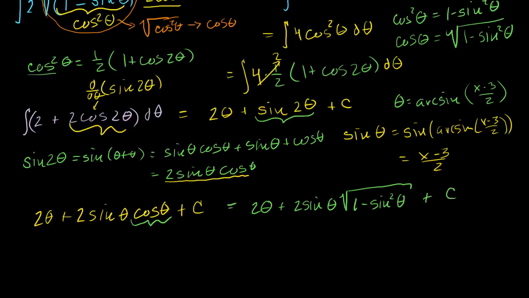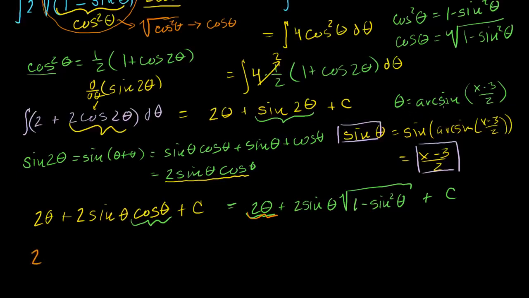Now, we're at the home stretch. This problem was probably harder than you thought it was going to be. We know that sine theta is equal to x minus 3 over 2. So let's make that reverse substitution. So we have 2 times theta. This first term is just 2 times theta right there. So that's 2 times, we know what theta is equal to. We can't escape the arc sine.